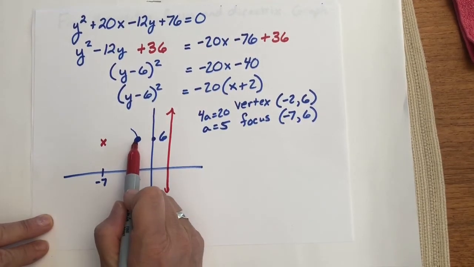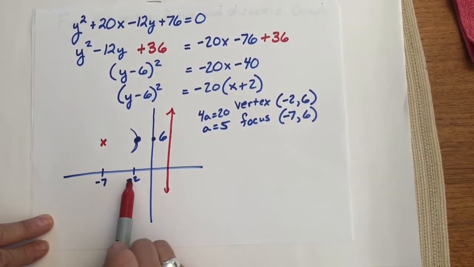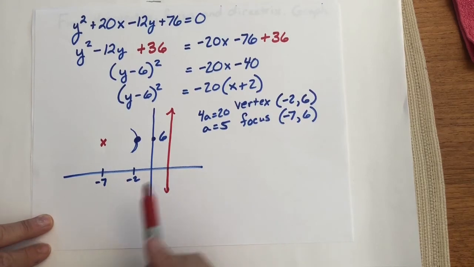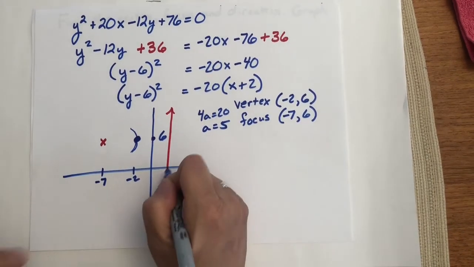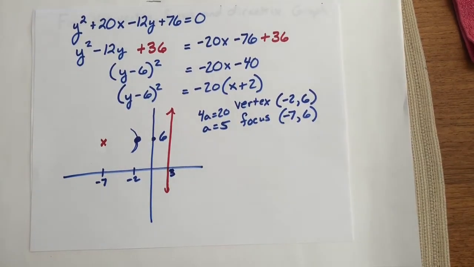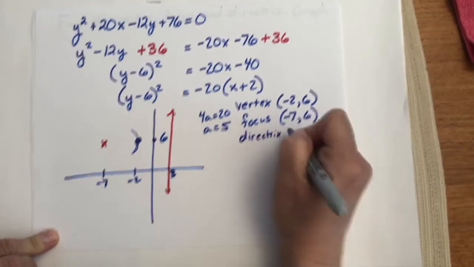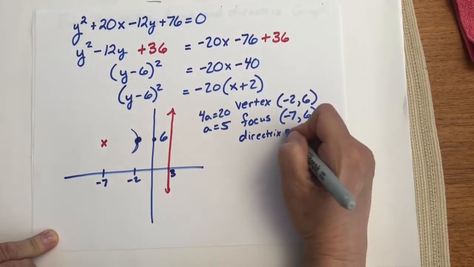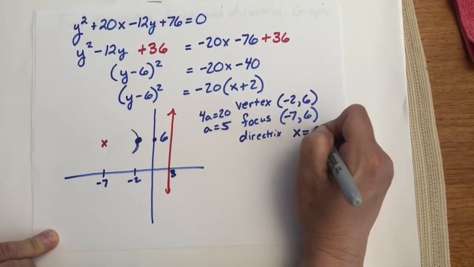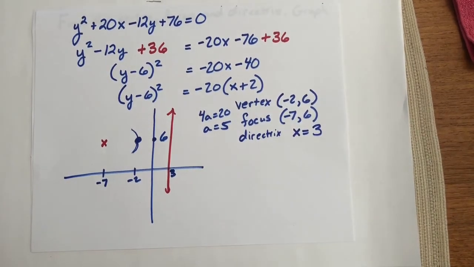Let's see, this was 5 units, this is 5 units, and if I'm at negative 2 and I move right 5, I would be at positive 3. So my directrix is, let's see, it's a vertical line, so it better be x equals positive 3.